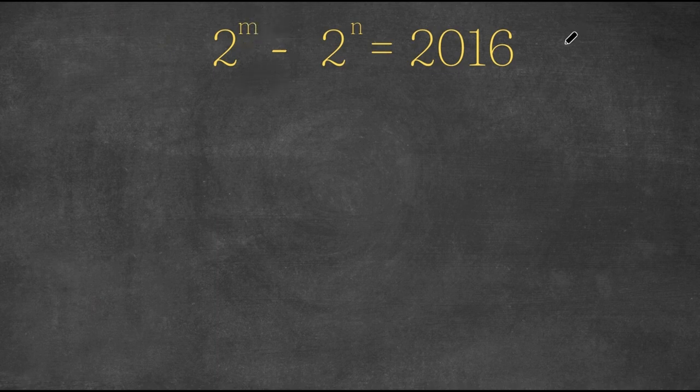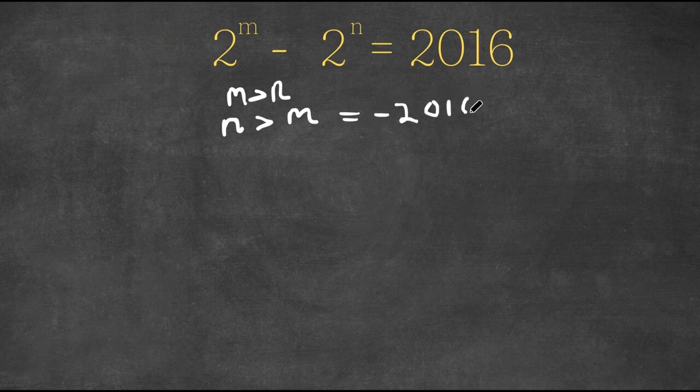Because 2016 is positive, we know that m has to be greater than n. Because if m was negative, then this would actually be negative. And if n was greater than m, this would actually be negative 2016. So by knowing this, we could just say that m is equal to n plus k.